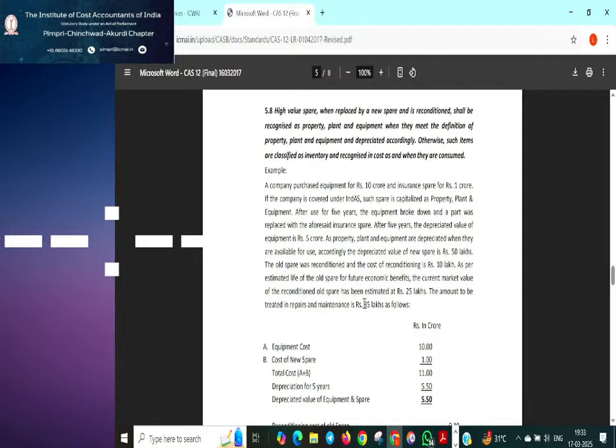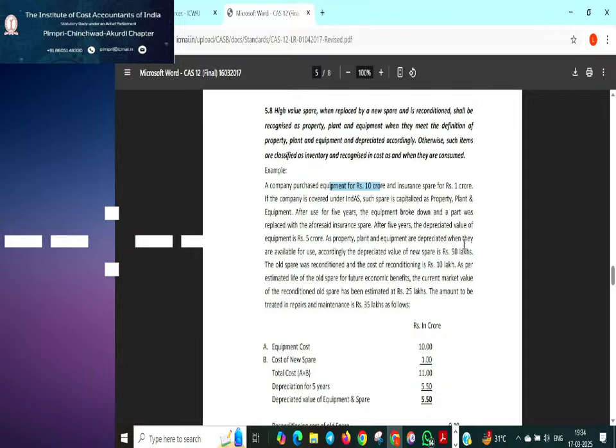This is a really good example. A company purchased equipment for 10 crores and an insurance spare for rupees 1 crore. If the company is covered under Indian accounting standard, such a spare is capitalized as PPE. After use for 5 years, the equipment broke down and a part was replaced with the aforesaid insurance spare. After 5 years, the depreciated value of the equipment is 5 crores.